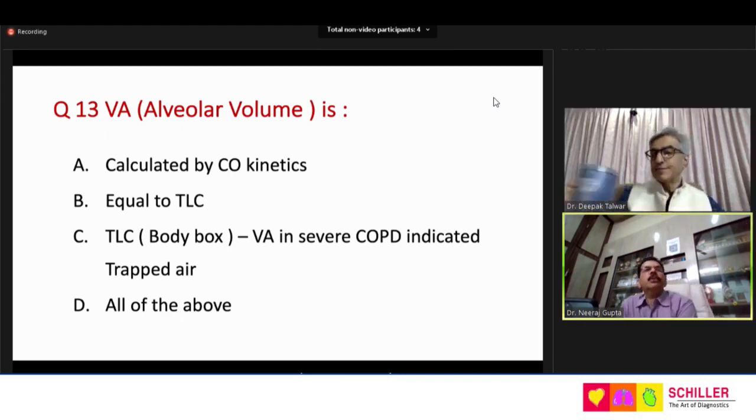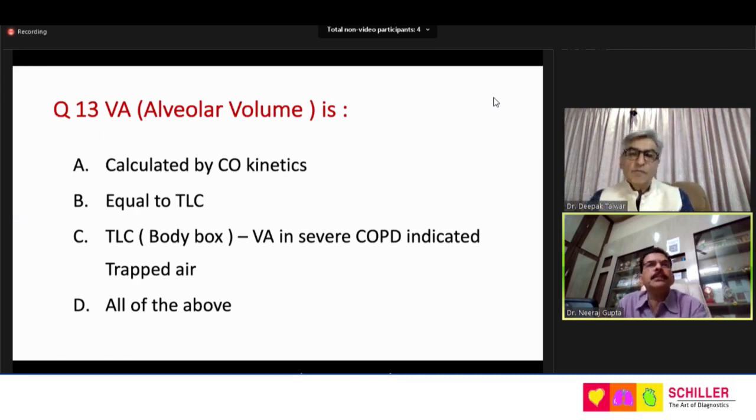So what is alveolar volume? It is calculated by carbon monoxide kinetics, equal to TLC, or TLC minus VA in severe COPD indicates trapped air, or all of the above. So how do we define actually alveolar volume here?